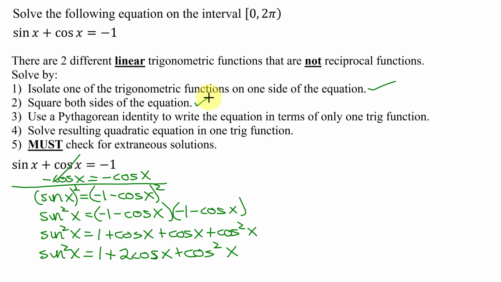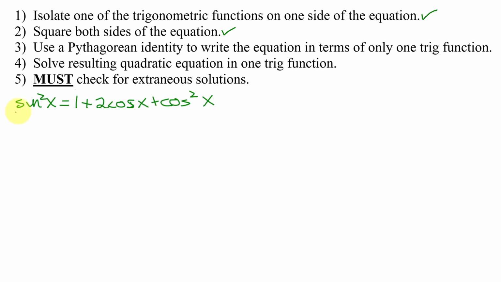And to do step 3, we need to go on to the next slide. This is where I got to on the previous slide. So we need to use a Pythagorean identity to write the equation in terms of only one trig function. So I need to use the useful Pythagorean identity sine squared x plus cosine squared x equals 1.